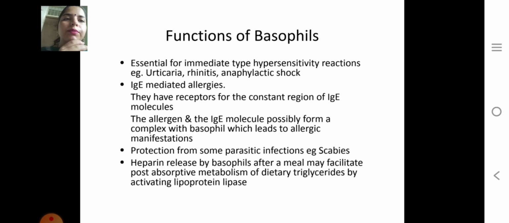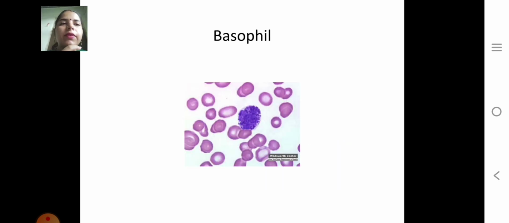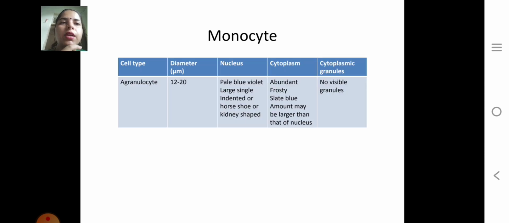Protection from some parasitic infections, for example scabies. Heparin is released by the basophils after a meal and may facilitate the post-absorptive metabolism of dietary triglyceride by activating lipoprotein lipase. That is the basophil structure. Next is the monocytes.